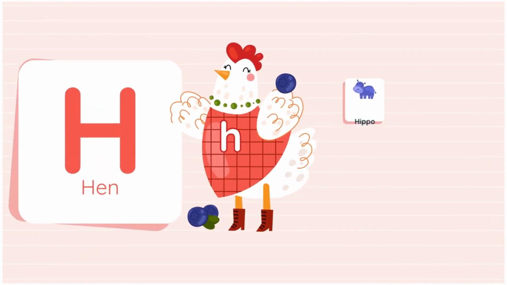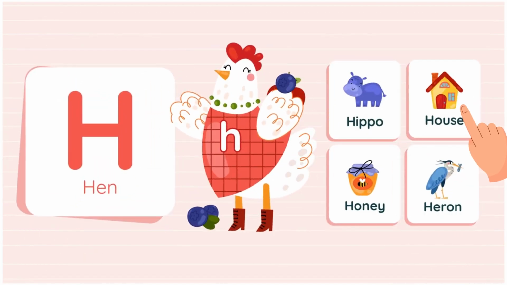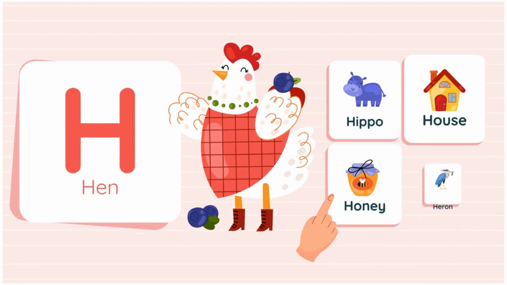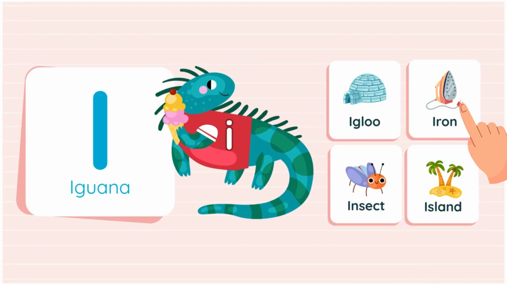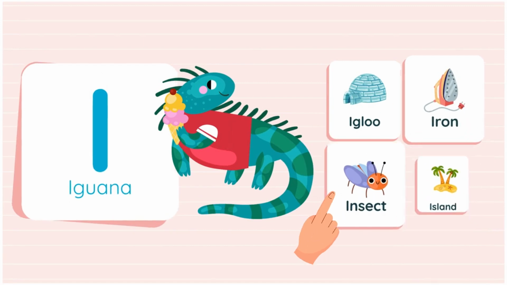H is for hen, hippo, house, heron, honey. I is for iguana, igloo, iron, island, insect.